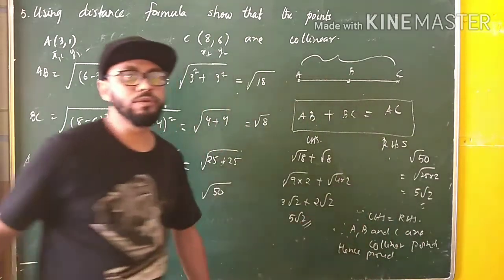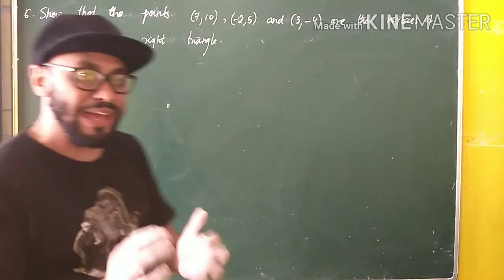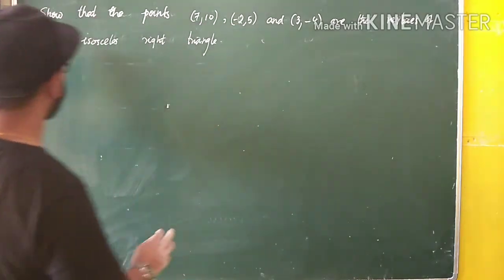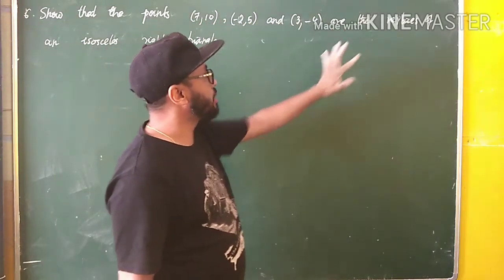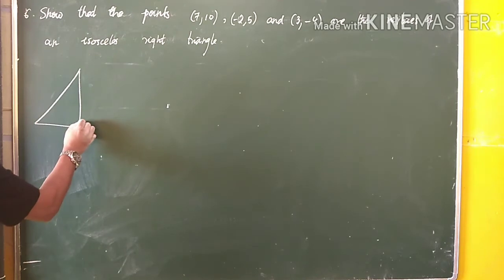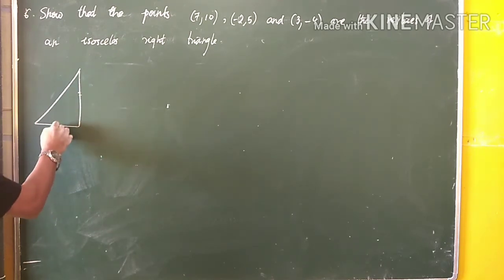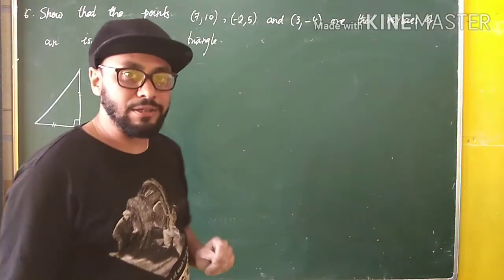So this is all we saw. So this is another type of problem where we have to use distance formula. Now if you look at this one, the 3 points given are the vertices of an isosceles right angle triangle. Now we know that isosceles means two sides have to be equal, and right triangle means one of the angles has to be 90 degrees.